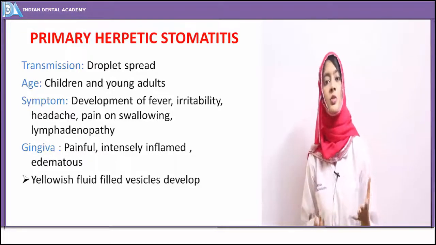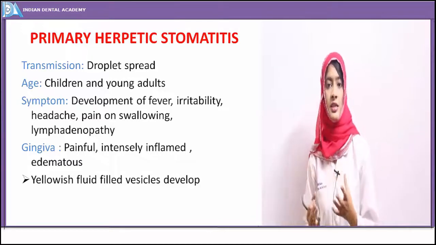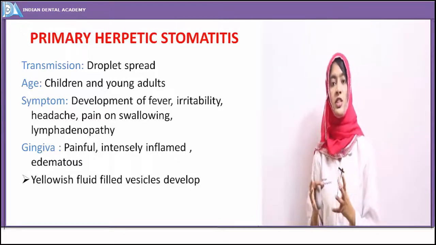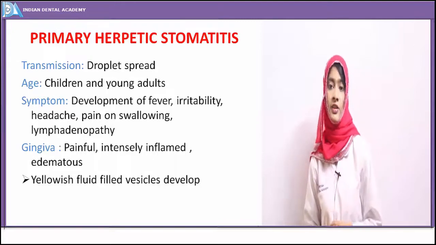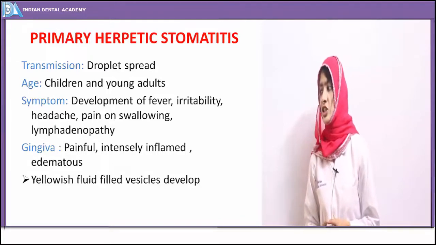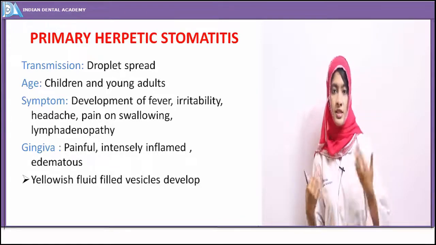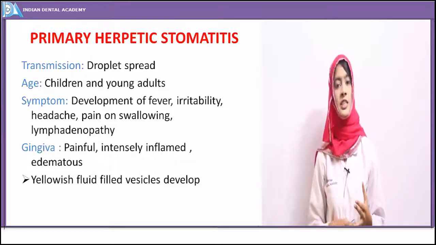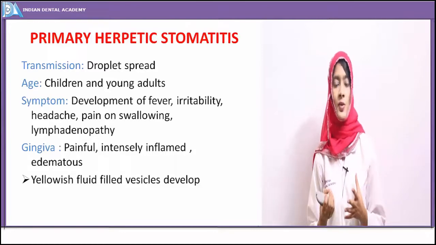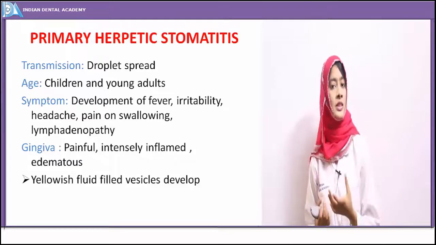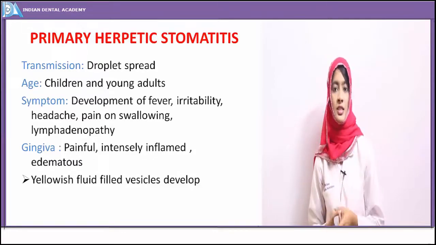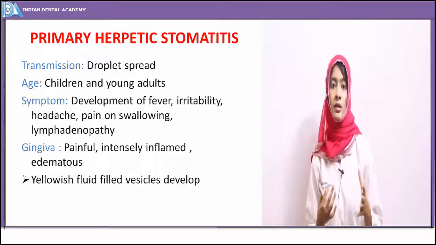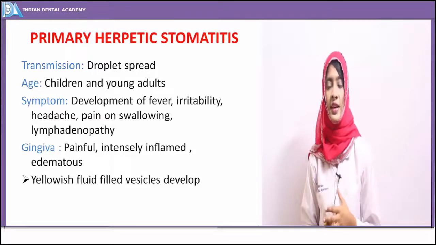So the affected individual is a source of potential infection for other unaffected individuals. So initially what happens is, you will see systemic or generalized manifestations, that is the development of fever, irritability, headache, pain on swallowing, and lymphadenopathy. Yeah, lymph nodes, lymph glands will show swelling, any lymph node like the axillary or the cervical.